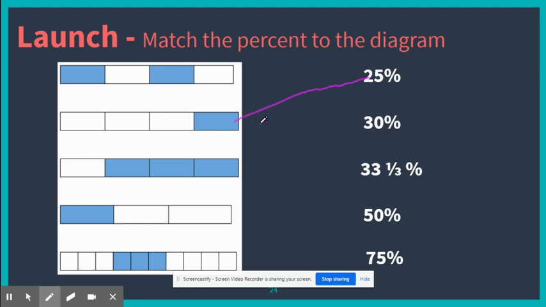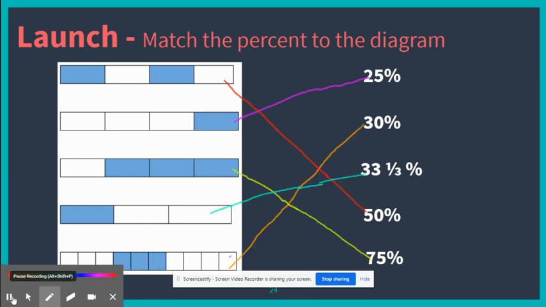How do I know that? Because there's 4 parts and 100% divided by 4, like a dollar divided by 4, is 25 cents or 25%. And then you'd pick a different color and find the other percentages. So let me give you time to do that. All right, here are the answers.